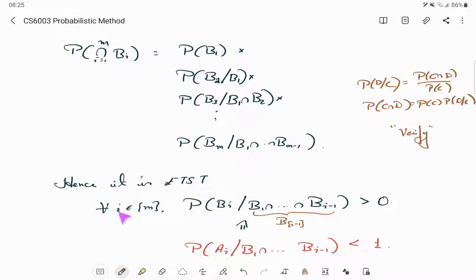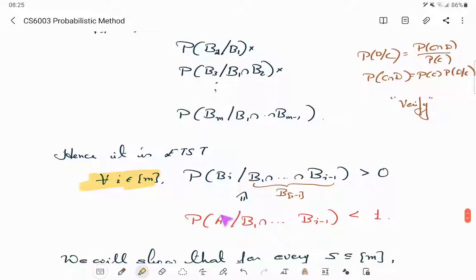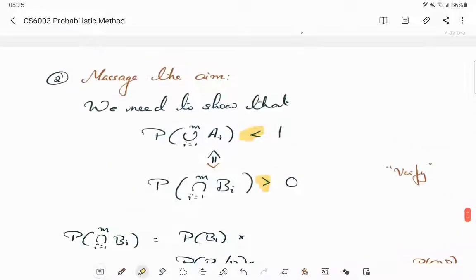Note that earlier we only wanted to show one event had a strictly positive probability, but now we have to show some m conditional probabilities are strictly greater than 0, and it looks like we are increasing our work. But you will see why this helps. In fact, our proof is going to be by induction, so this is not a problem. Now we again go back from this greater than 0 to strictly less than 1. I promise you that this is the last modification, the last step in massaging the aim.